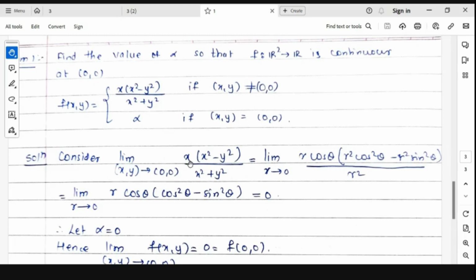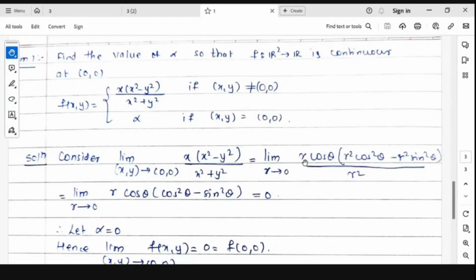So consider the limit as (x, y) approaches (0, 0) of f(x, y) when x is not equal to 0, which is x into (x square minus y square) upon (x square plus y square). Now, to find the value of this, I can also take help of polar coordinates. So instead of using Cartesian coordinates, let me take x equal to r cos theta, y equal to r sin theta. As (x, y) goes to (0, 0), r, which is under root of x square plus y square, goes to 0.